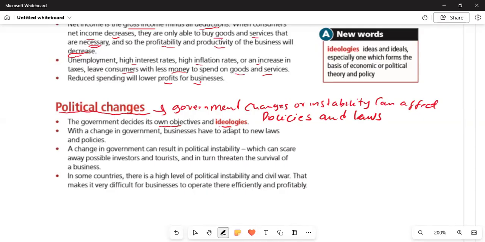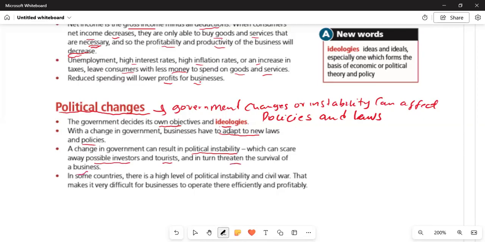With a change in government, business has to adapt to new laws and policies. Those new laws and policies may affect the business negatively or positively. A change in government can result in political instability. It can scare away possible investors and tourists, in turn threatening the survival of the business.